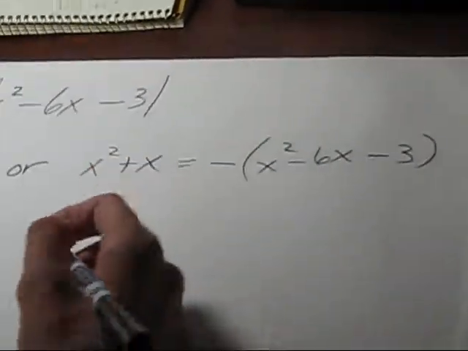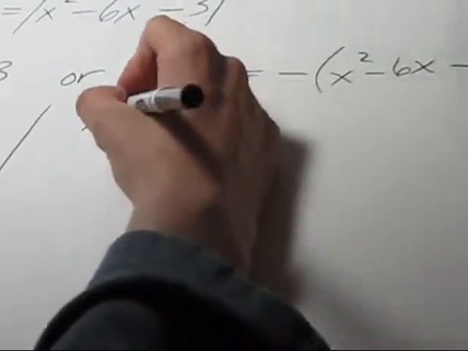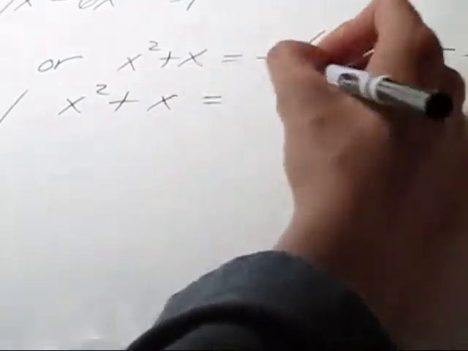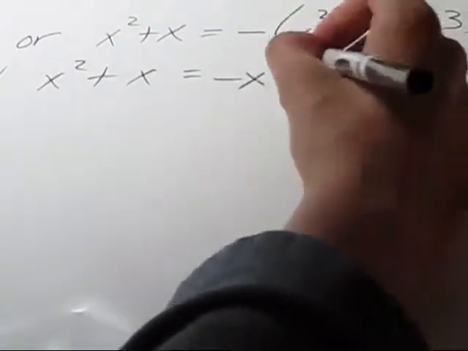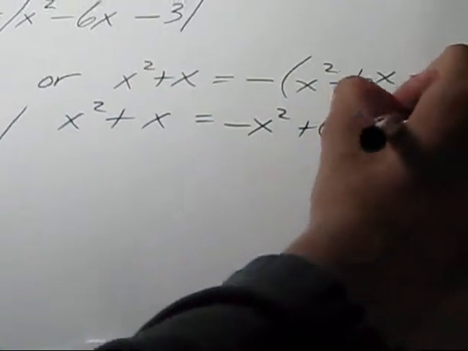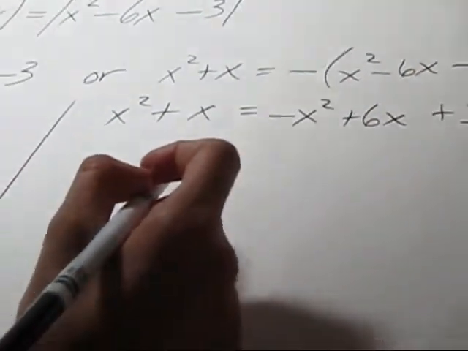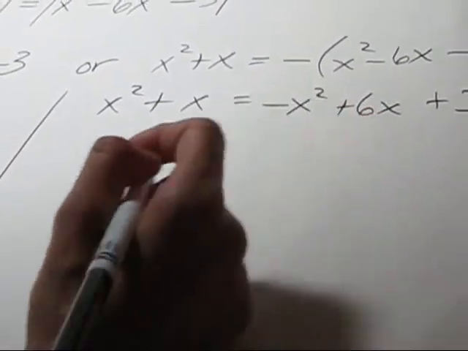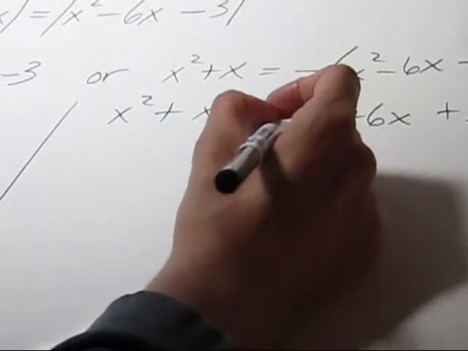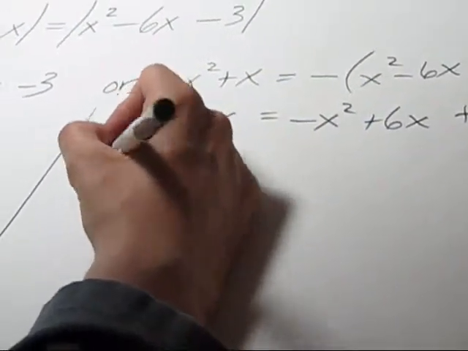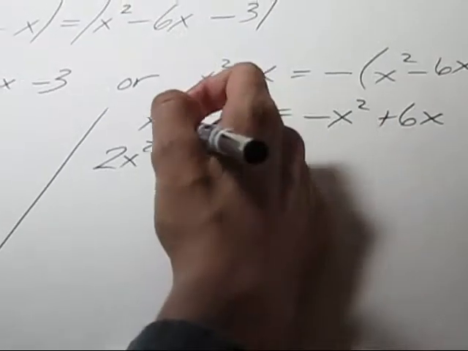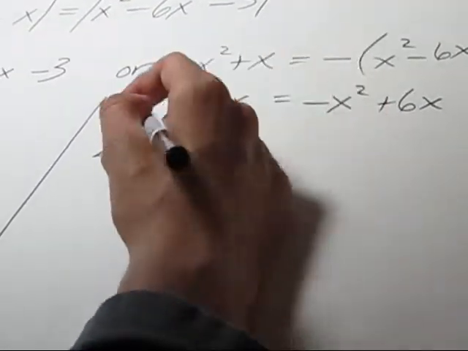Okay, this side is a little more exciting. We're going to need to distribute that negative through. So we'll have negative x squared plus 6x plus 3. It's a quadratic equation. Alright, so let's get one side to 0. Add x squared to both sides to get rid of this negative x squared. That'll give us 2x squared.